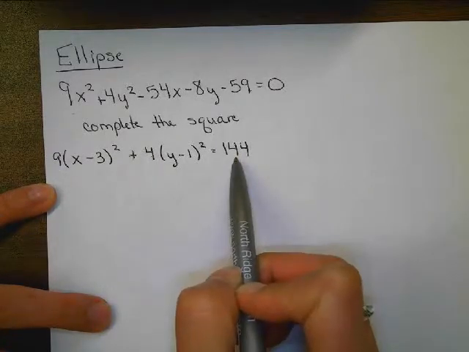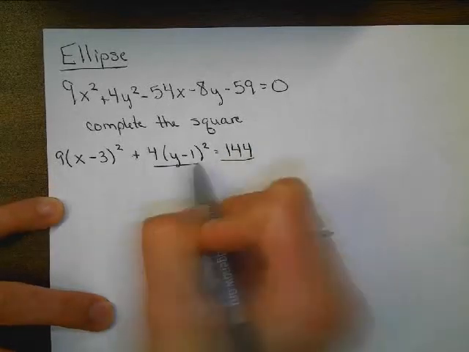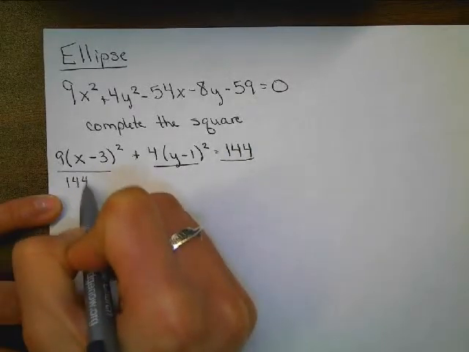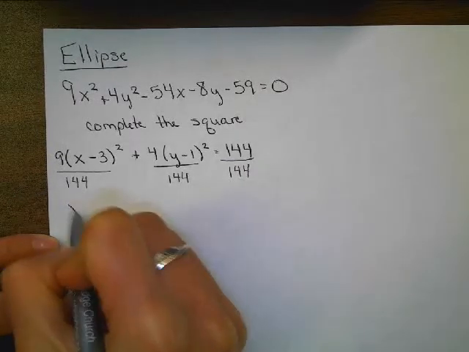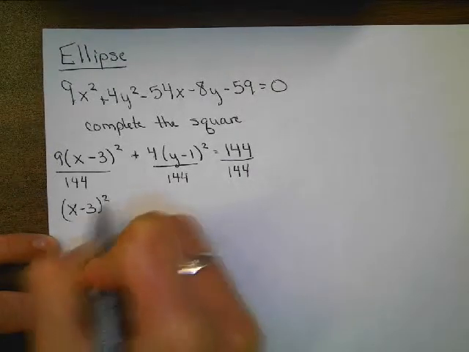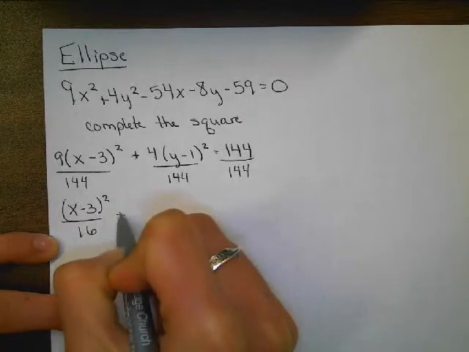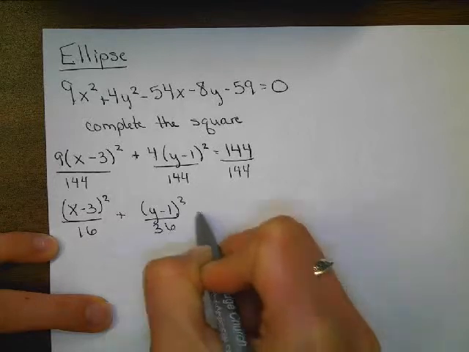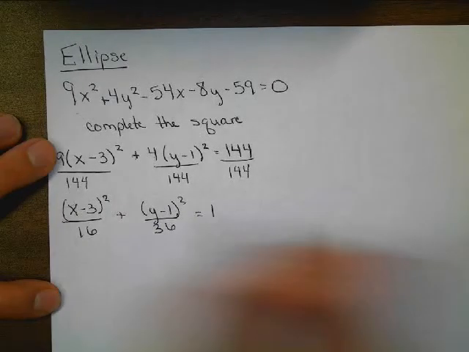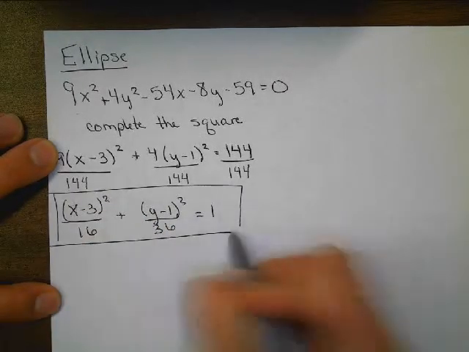So I need to get this equal to 1. So I'll have to divide by 144 first. When I do that, I get x minus 3 squared over 16 plus y minus 1 squared over 36, and that's going to equal 1. So there's my equation.